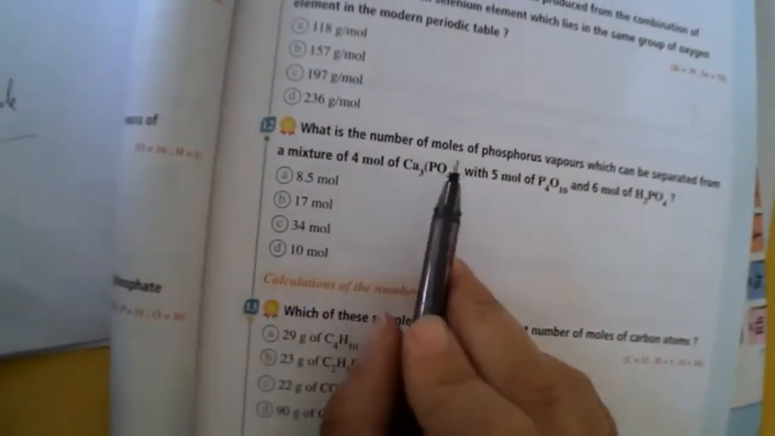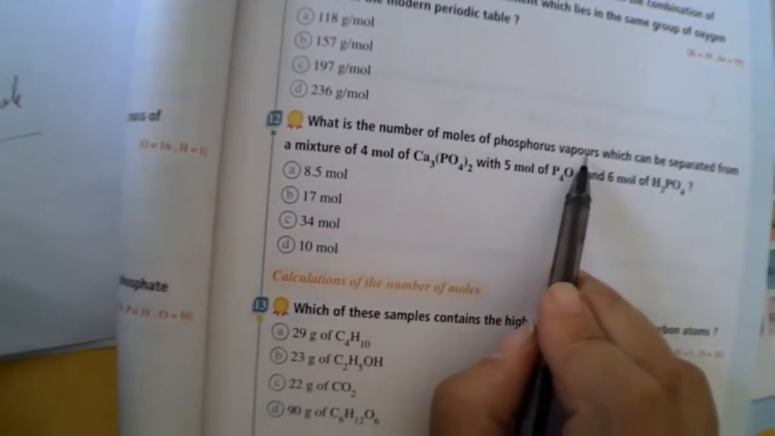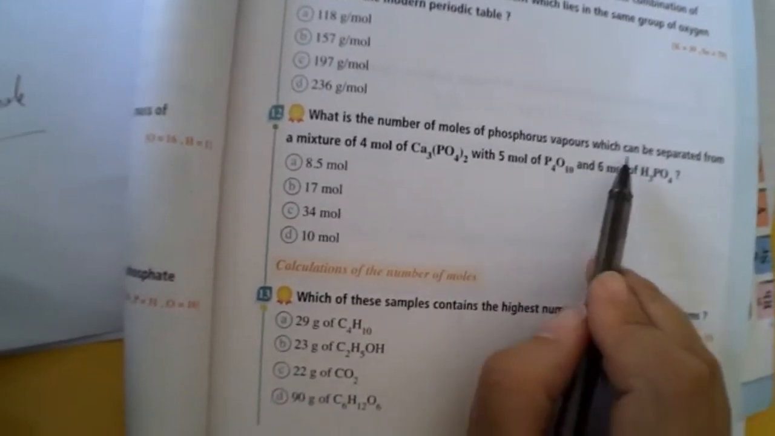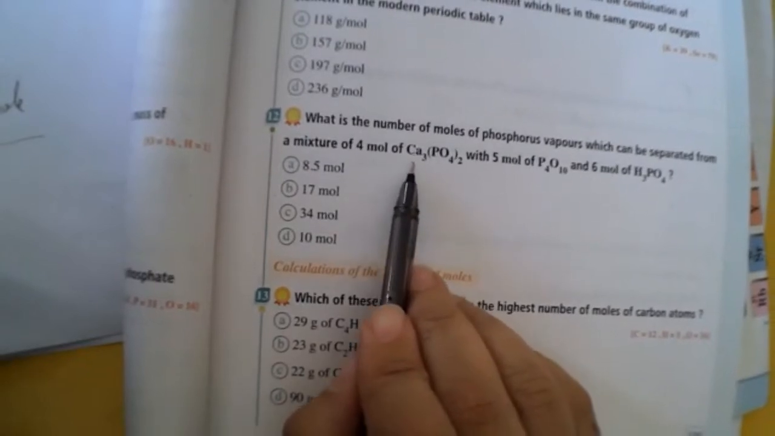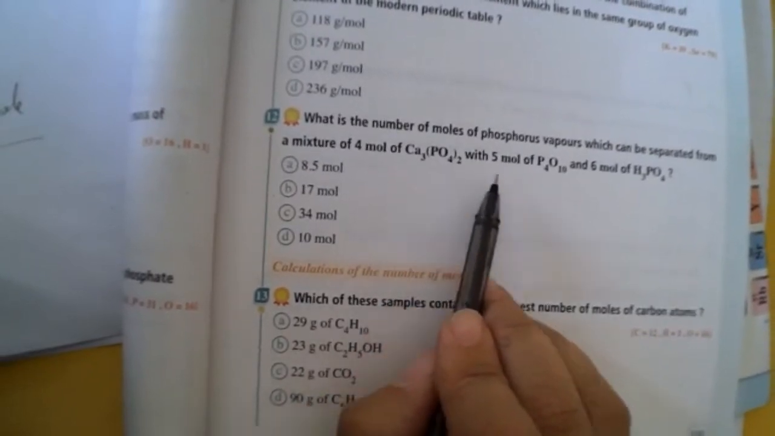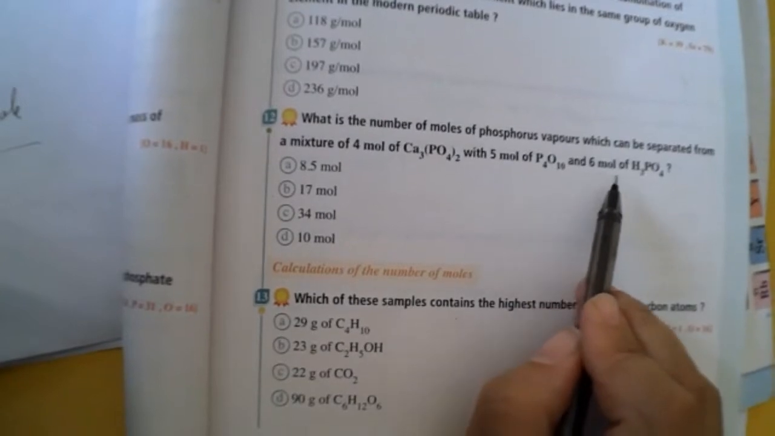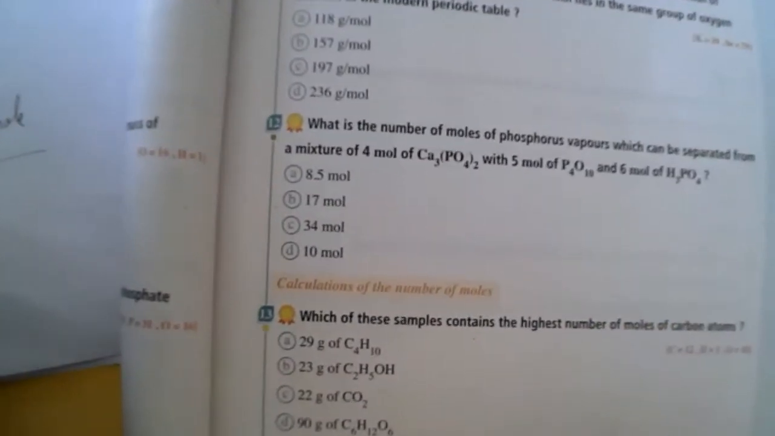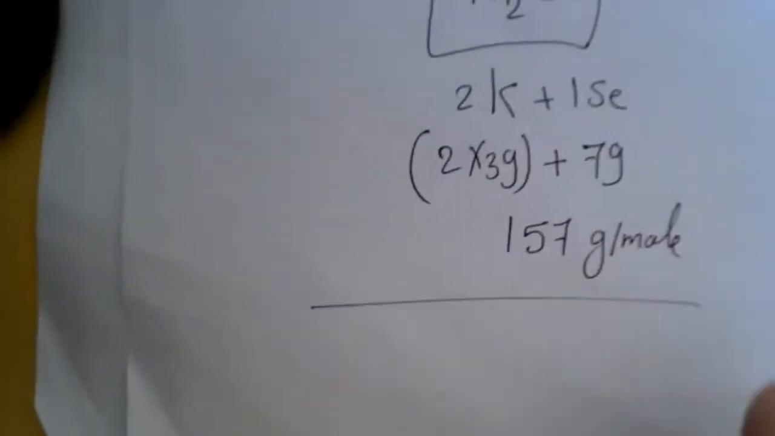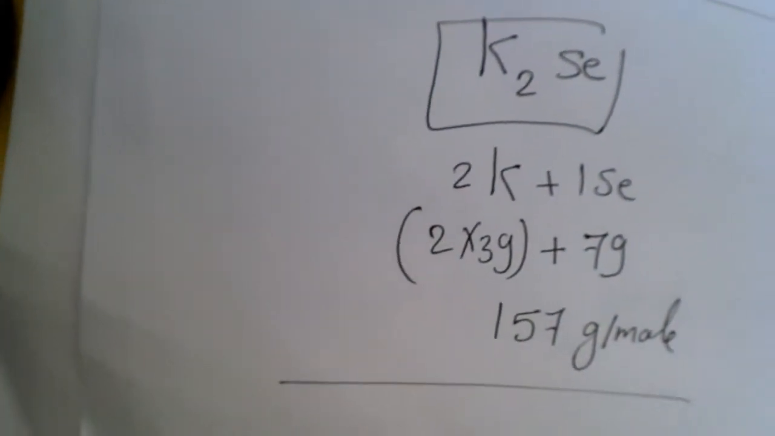What is the number of moles of phosphorus vapor P4 which can be separated from the mixture of 4 mole of Ca3(PO4)2 with 5 mole of P4O10 and 6 mole of H3PO4? So here, this is question number 12.